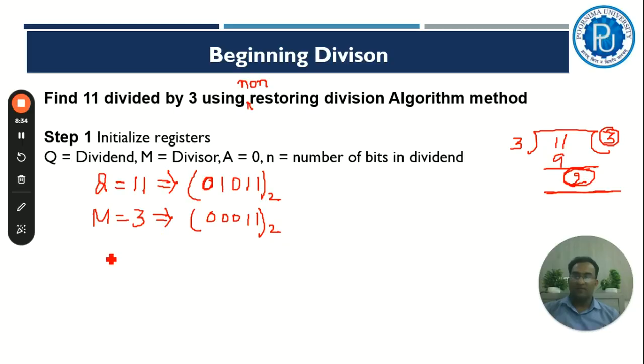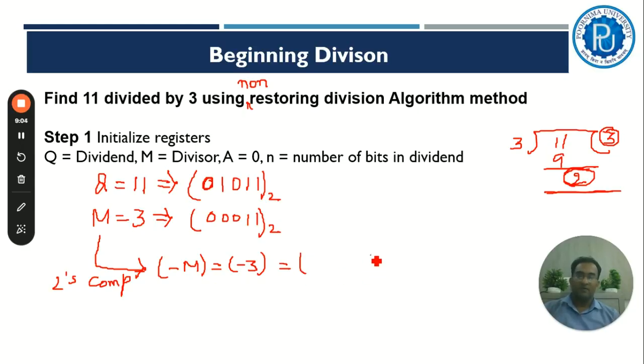As we know that we have to perform subtraction, that will require the value of minus 3. So we will take minus M, which will be equal to minus 3. So taking the 2's complement, we will take the 2's complement here, which will be equal to 11101. So this is the binary value of minus 3 in 2's complement form there.